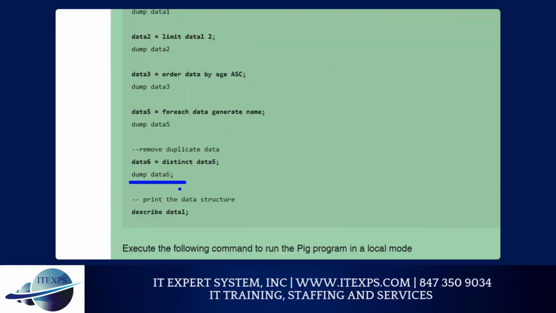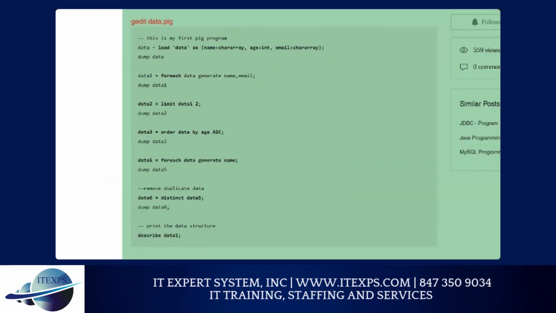And this one, describe, will print the structure of data 1. When you say structure of data 1, if you see, data 1 is this one. So data 1 structure means you have 2 columns. You will see name is a character array, and email is a character array. So this is what we are doing.